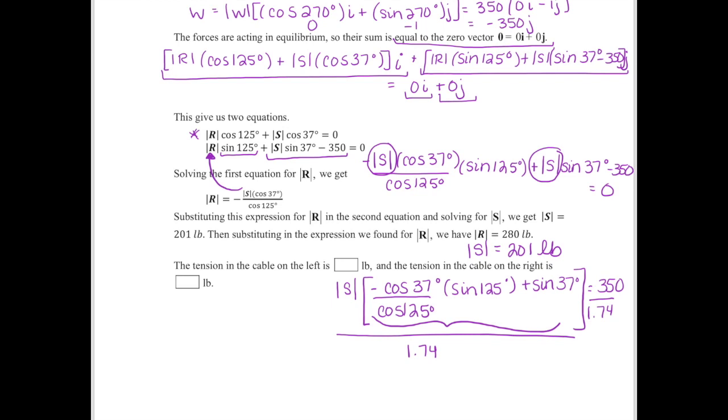Well, now that I know what the magnitude of S is, I can solve for the magnitude of R by plugging in the magnitude of S. So negative 201 times cosine of 37 degrees over cosine of 125 degrees. That will then solve for me the magnitude of R, and the magnitude of R gives me approximately 280 pounds.